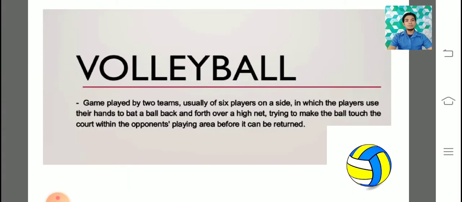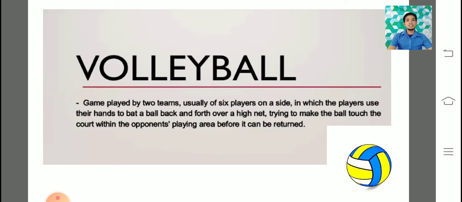So what is volleyball? The definition of volleyball is it is a game played by two teams, usually of 6 players on a side, in which the players use their hands to bat a ball back and forth over a high net, trying to make the ball touch the court within the opponent's playing area before it can be returned.